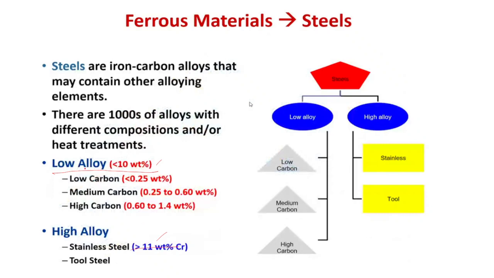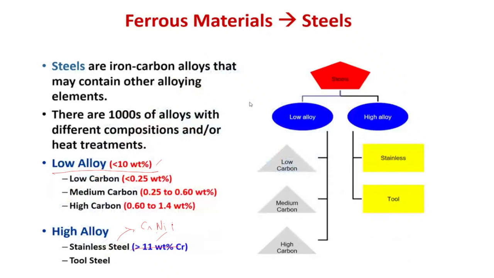And under low alloy, if the carbon percentage is lesser than 0.25 weight percentage, it is called low carbon. 0.25 to 0.6 means medium carbon, and 0.6 to 1.4 percentage means it is high carbon. At the same time, if you are adding any alloy greater than 10 percentage, we will have high alloy steel. Primarily we have stainless steel, which is also known as chrome nickel steel.